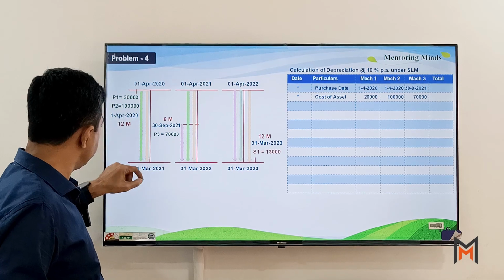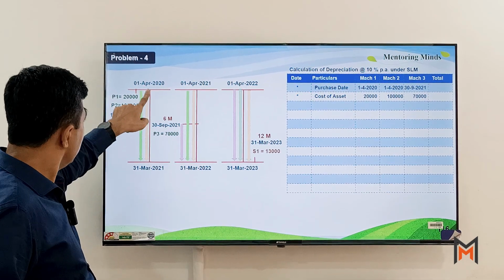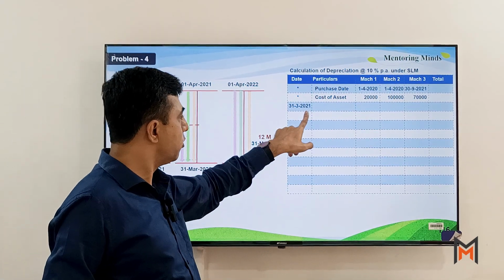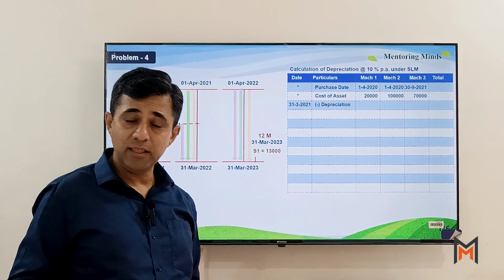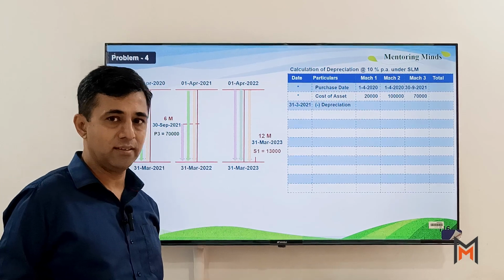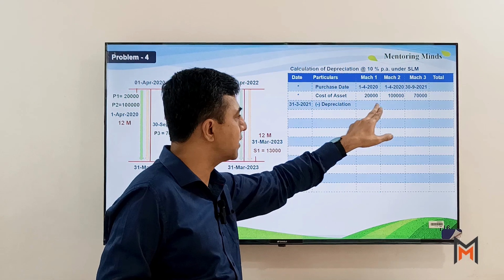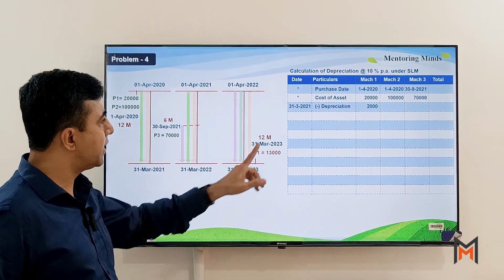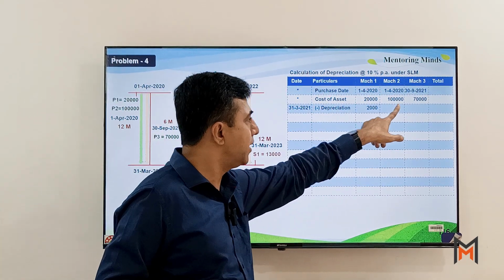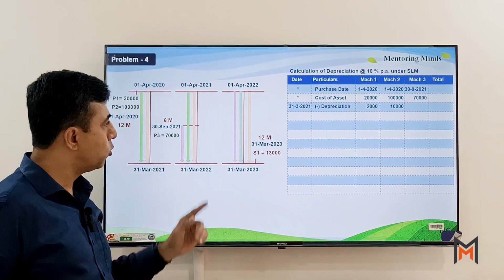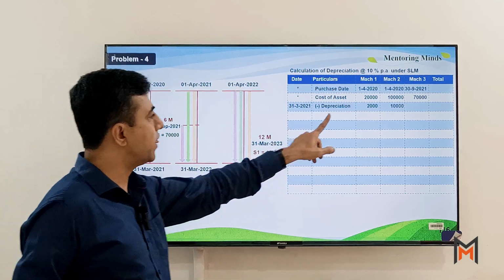So in the first year, that is 2020 to 21, we are going to charge depreciation. In the first year we are having two assets. These are not two basic assets, but it's like two parts of the asset. Now 10% of 20,000 is 2,000 and 10% of 1 lakh for 12 months will be 10,000. So total depreciation is 12,000.